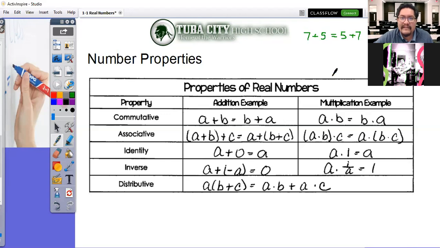Well, yeah, right? Because they're both 13. It doesn't matter which one goes first. It would be the same thing. And the same would be true if I were to go 7 times 5 and 5 times 7. So they both would be 35. And that's, again, commutative property. The commutative property states that the order of which you add or multiply numbers does not matter.